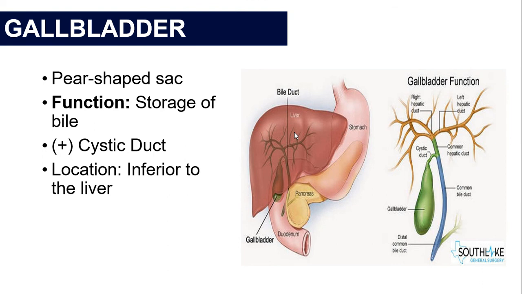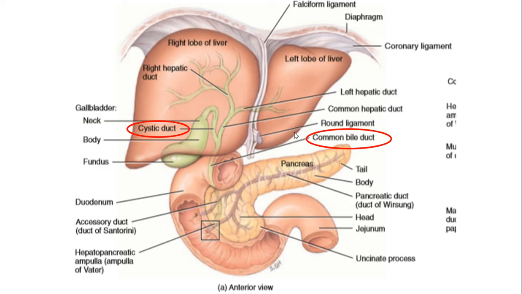From the gallbladder, again, we have your cystic duct, which you can see here on the picture. This is your gallbladder, and the bile will pass through your cystic duct. After the cystic duct merges with the common hepatic duct from the liver, it will now be called your common bile duct.